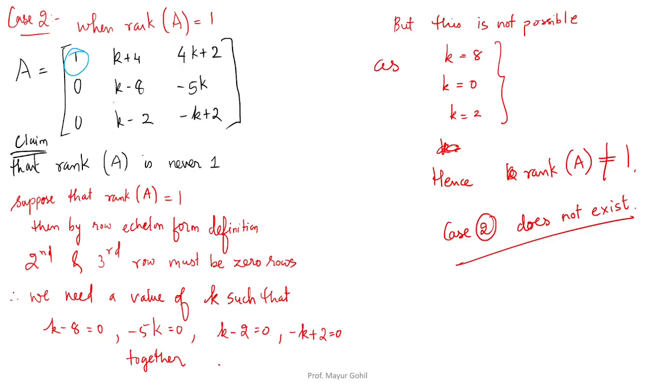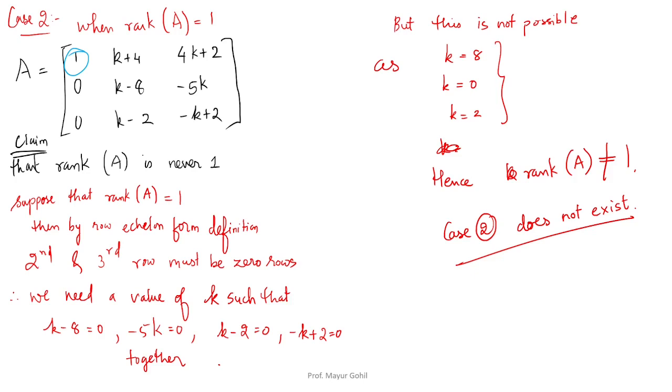So we discard the first row because in row echelon form, what is the definition? At least one row should be non-zero and all other rows should be zero rows, below the main row. So in row echelon form, if the rank of a matrix is 1, that means all other rows below it are 0. So second row and third row must be 0. It means that k minus 8, minus 5k, k minus 2, minus k plus 2, all of them have to be 0 together. So if we simplify this, what do we get? k is 8, k is 0, k is 2, all together.